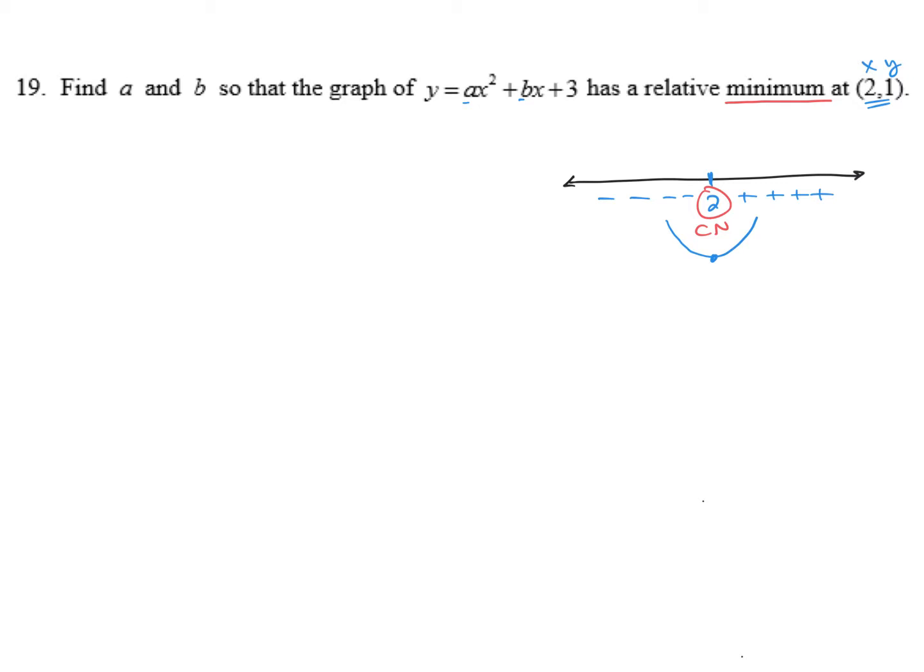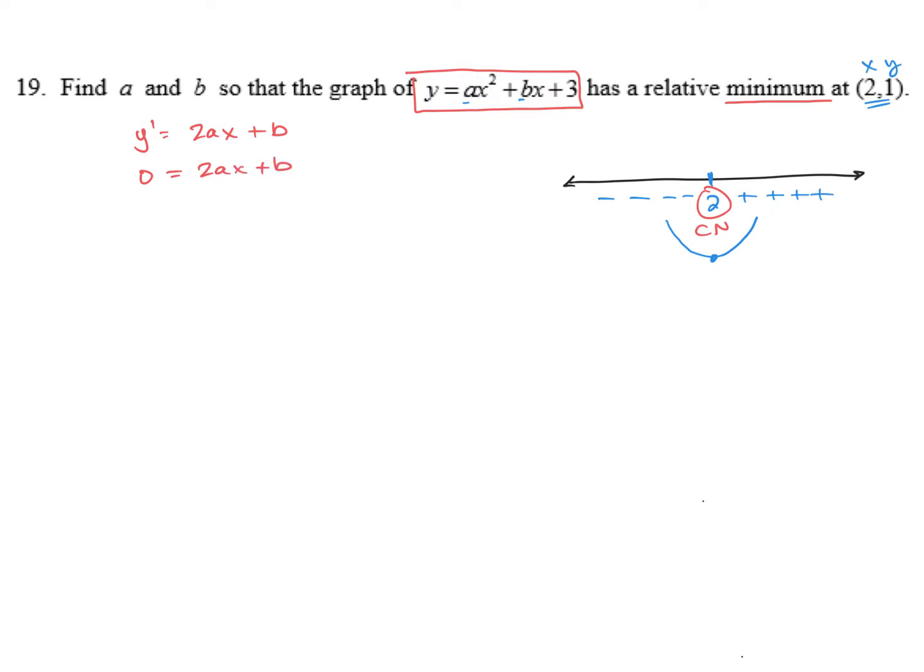So here's the original function. You're going to take the derivative of that. So y prime equals 2ax plus b, and the 3 is a constant, so it goes to 0. And you're going to set that equal to 0, and that will give you x.